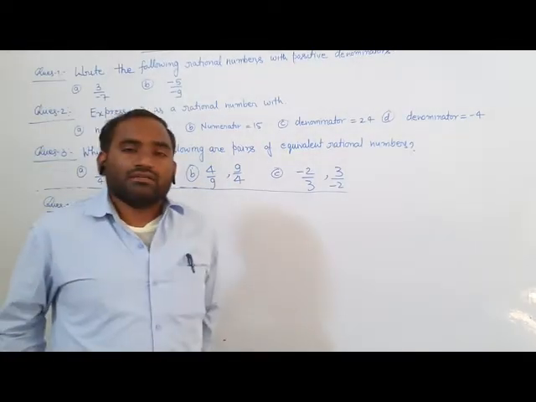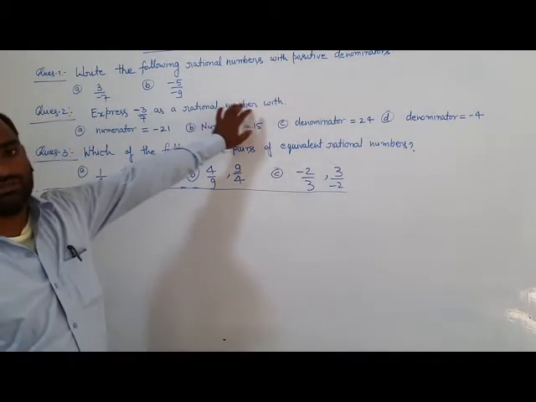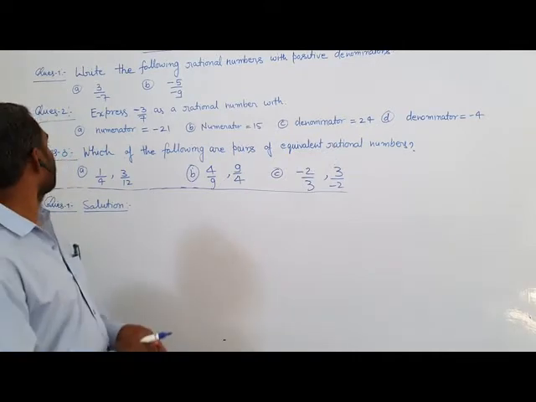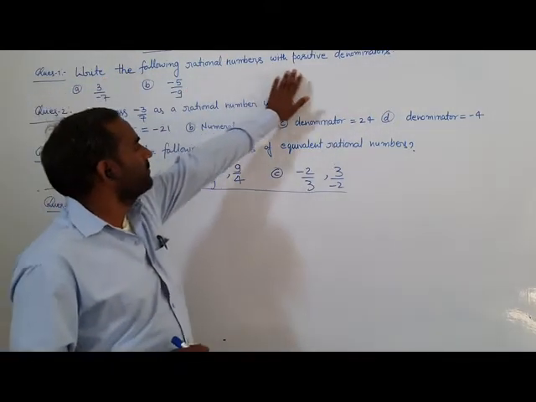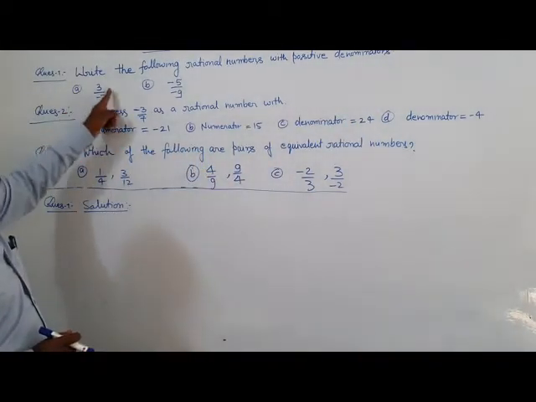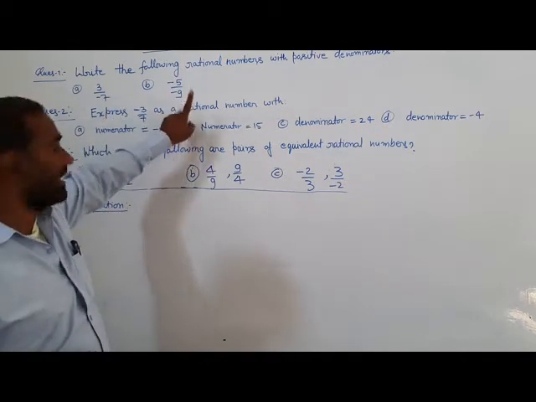We were studying about rational numbers. Today we have to solve some questions related to rational numbers. Question number first is: write the following rational numbers with positive denominators. A: 3 by minus 7, B: minus 5 by minus 9.